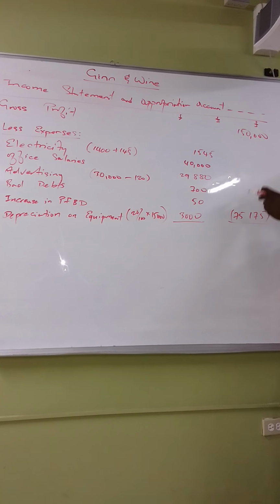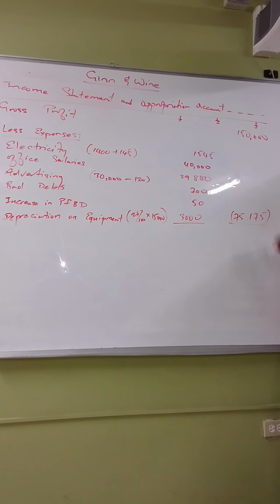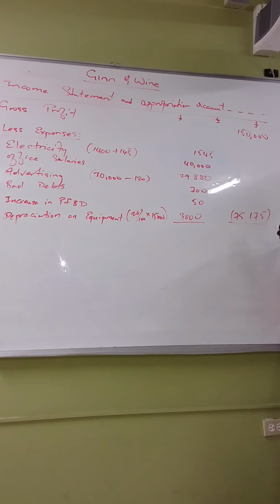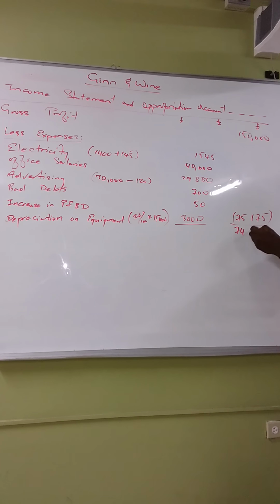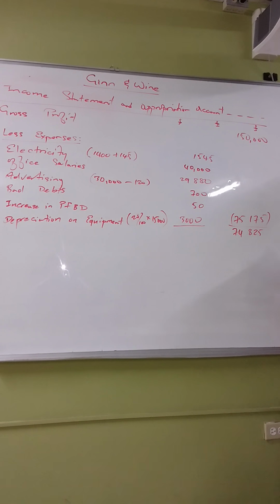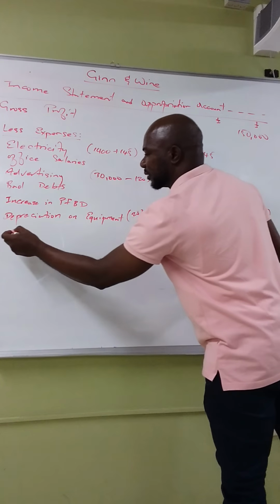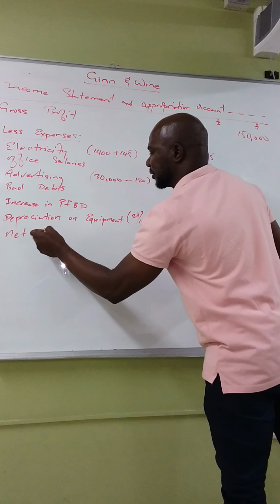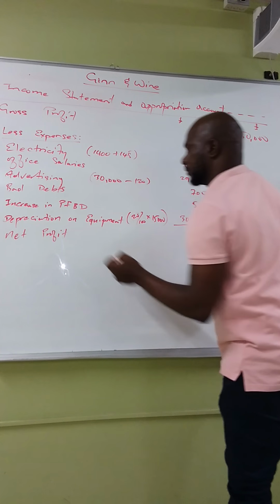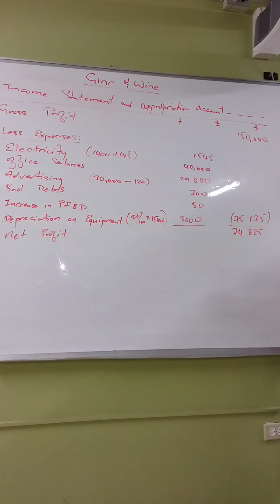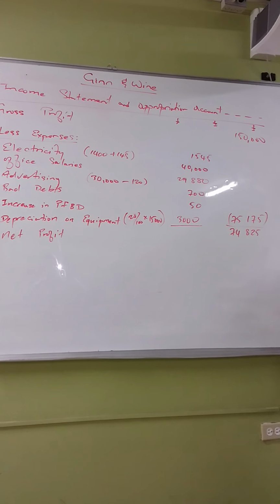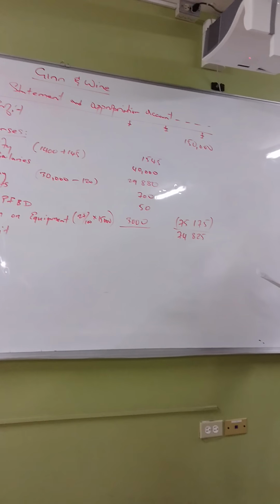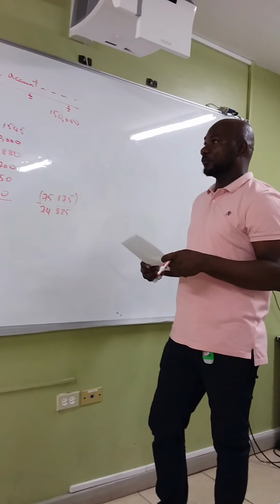Now we're going to subtract the expense from our gross profit, and when we subtract the expense from our gross profit, we get a total of what? 74,825. And this equals our net profit. There goes our net profit, or what we call profit before appropriation.